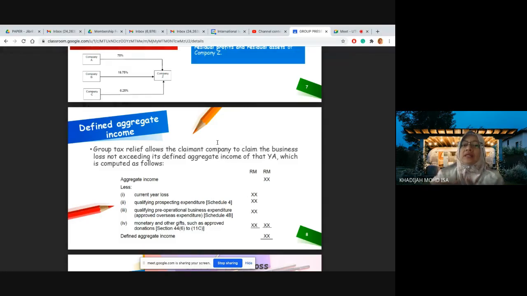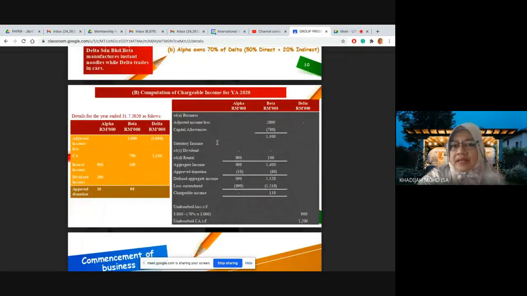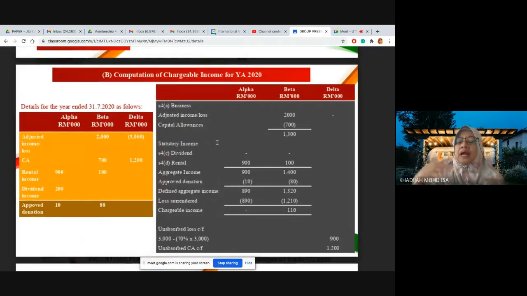You may be given a scenario with several companies. For example, in the presentation you have Alpha, Beta, and Delta, which I think is from the textbook. You have to compute the defined aggregate income, and then decide how you are going to allocate the losses to the claimant company. So you must know the format to compute your chargeable income. Remember that you have your aggregate income, then you have to compute the defined aggregate income, another term used under group relief.